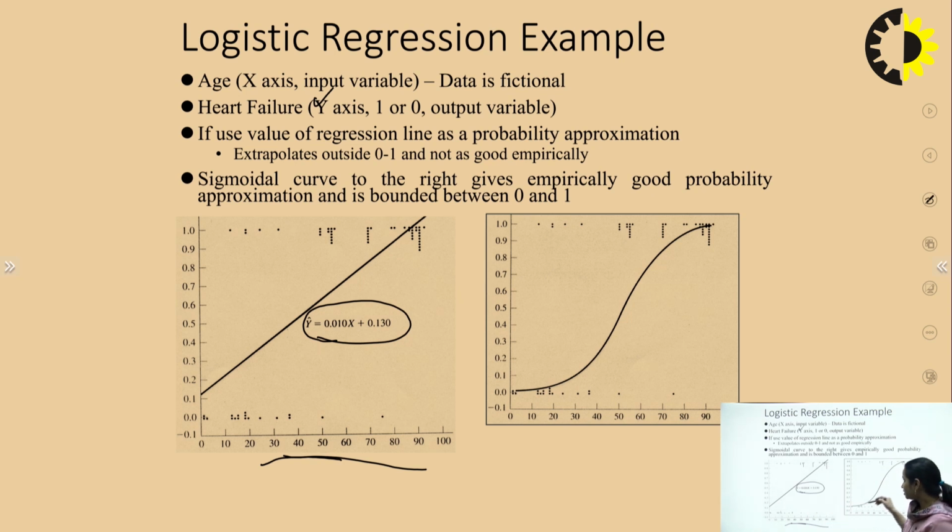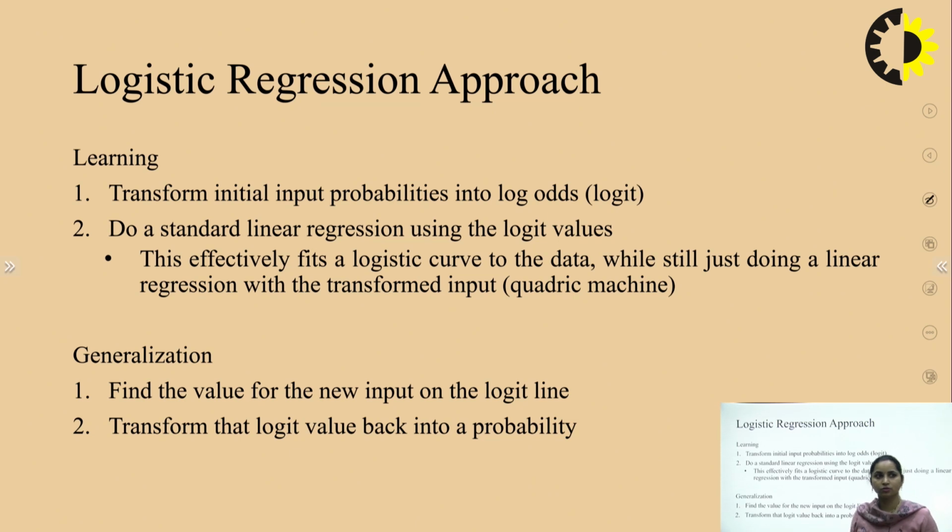But if we use a sigmoidal function, then the sigmoidal curve, you can see, is giving the right empirical values and a good approximation. So that is why we use logistic regression in that case. Okay. So for the logistic regression approach, what is the approach?